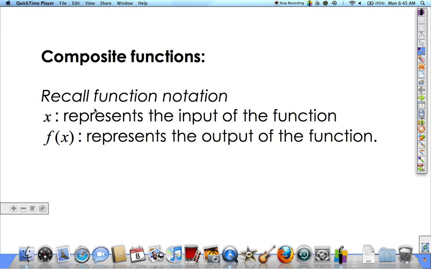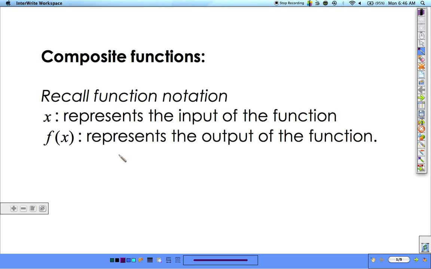Okay, so today we're talking about composite functions. And a composite function is a function where, well, before we even talk about what composite functions are, let's recall the following, because this is incredibly important. For function notation, x is always the input, and f of x represents the output of the function. Right, or g of x or h of x, whatever letter we use to denote the function of x.